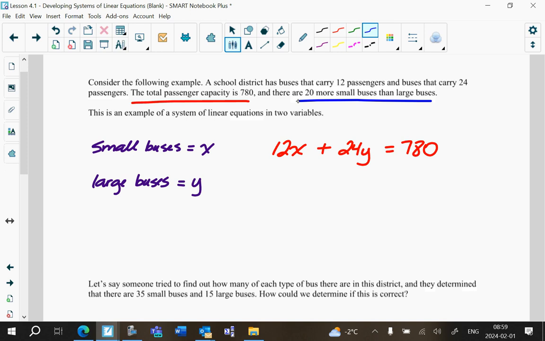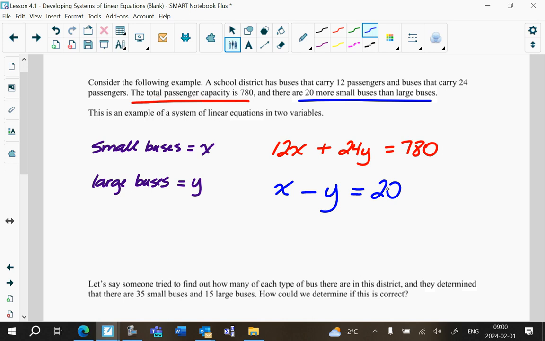If I take the number of small buses, however many there are, and subtract the number of large buses, that should equal 20 because this should be 20 bigger. So that's one way you can write the equation. That's actually a good way to write it when you're solving them. It's not the only way.